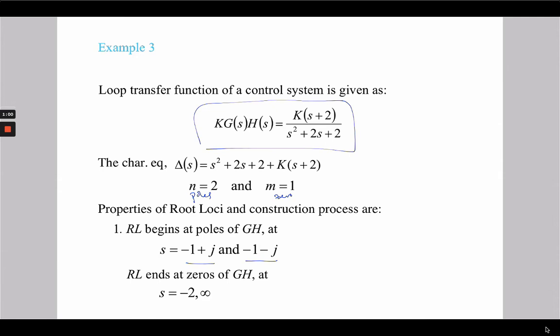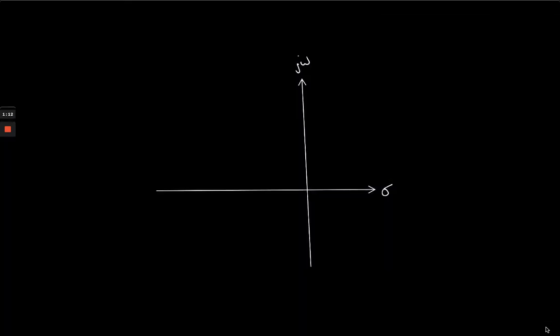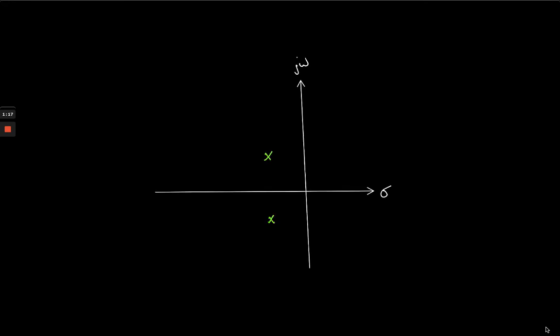In this case, we have only one zero at negative 2, and the other end of the root locus ends at infinity. So we put all the information together onto the s-plane. This is negative 1, this is j, this is minus j, and we have another one, the zero at negative 2.